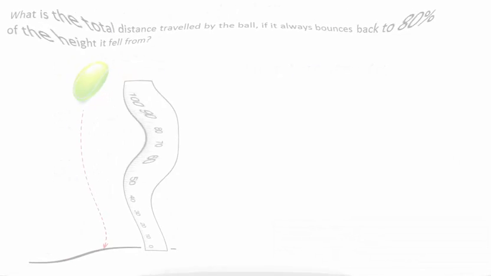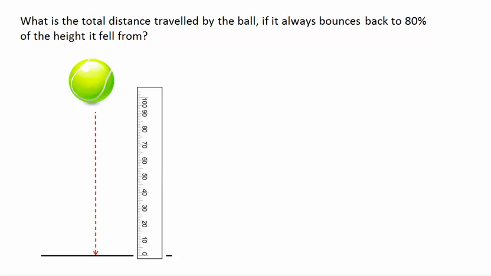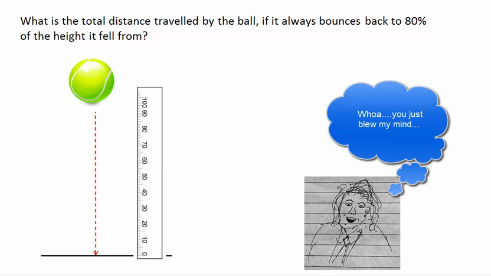One of my favorite questions, the bouncy ball question. What is the total vertical distance traveled by the ball, up and down, added all together, if it always bounces back to 80% of the height it fell from? Technically, if this is some kind of perfect ball in some perfect universe where it can keep bouncing back to 80% of the height it fell from, it will never stop bouncing. What's the total distance traveled by this ball?